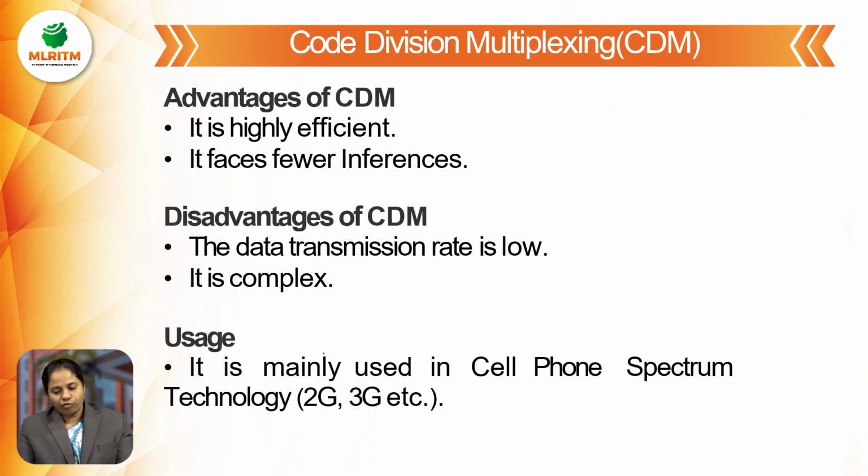Next, the advantages of code division multiplexing. It is highly efficient and faces fewer interferences. The disadvantages of CDM are that the data transmission rate is low and it is complex. Its usage is mainly in cell phone spectrum, from 2G devices, 3G, 4G, and 5G also.